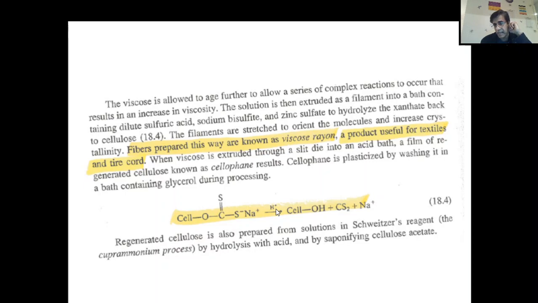For example, if you use the acid HCl, the Cl will react with Na to make NaCl, or if you have H2SO4, then the SO4 will balance with sodium. Okay, and the regenerated cellulose can also be produced by using other chemicals. Then the process is called the copper ammonium process, and saponifying cellulose acetate can also be used. These are other methods, but most important is the xanthate process. The product obtained by this method, the regenerated cellulose, is called viscose rayon, and it is a very useful product for the textile industry. So that's what you have to especially remember.